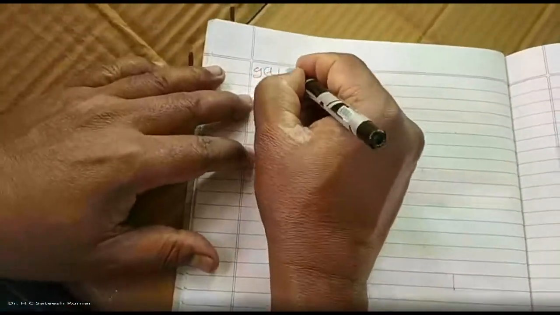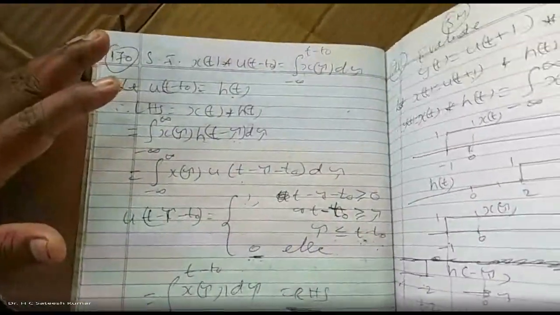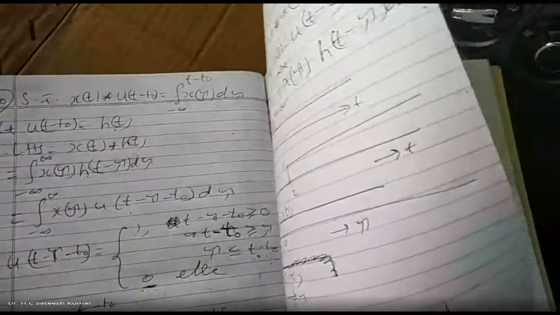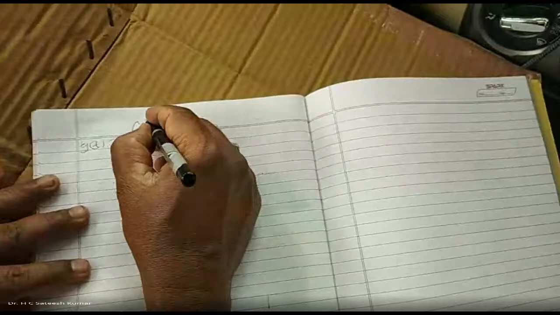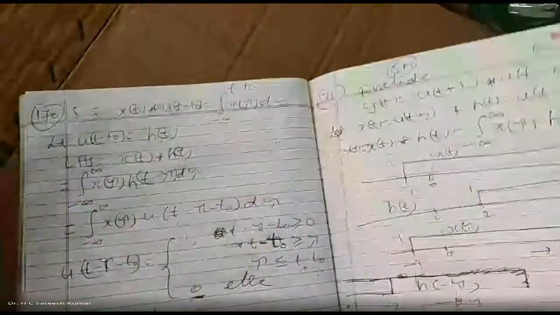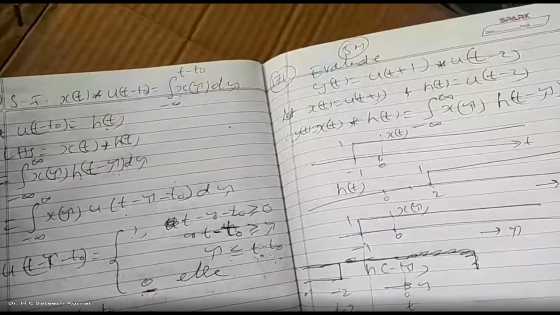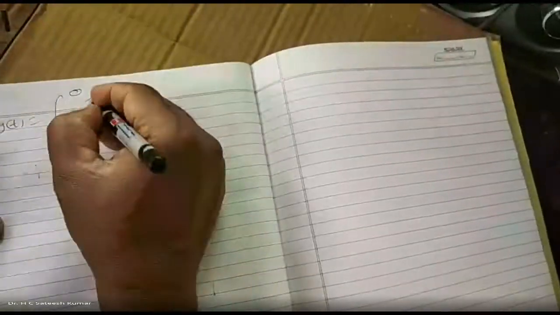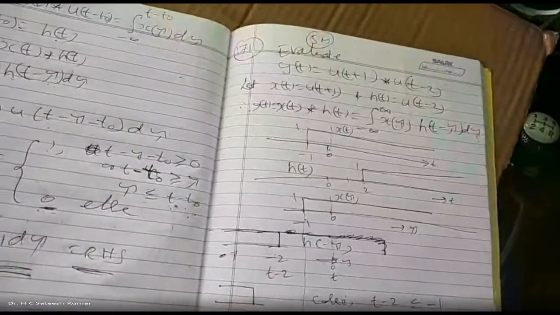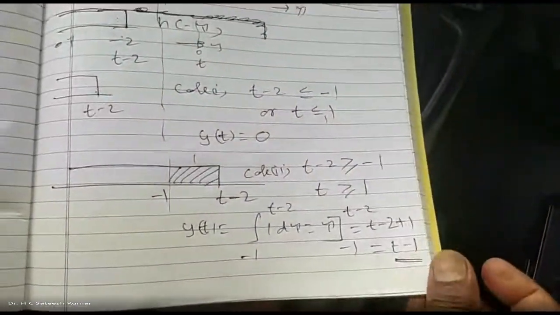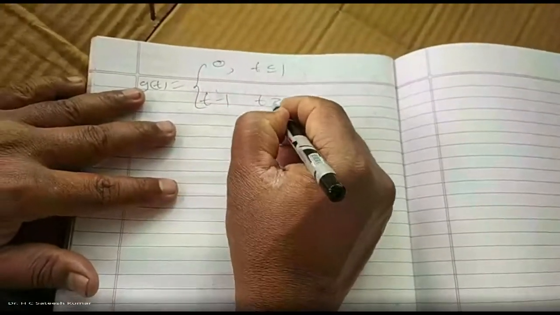Y of t is equal to 0 for t less than or equal to 1. First case, t less than or equal to 1, 0. T greater than or equal to 1, t minus 1, for t greater than or equal to 1.